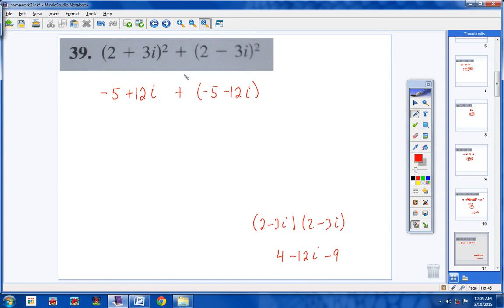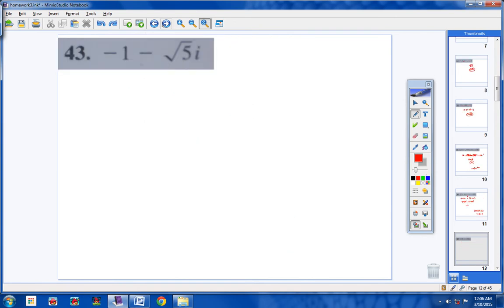Now, there's a positive sign here that we brought down, so multiply that through. Negative 5 plus 12I, positive times a negative, positive times a negative. And we end up with, hopefully, we've not made any mistakes anywhere. We end up with negative 10 because these cancel out, and you're left with negative 10. Now, if you want to put plus 0I, that's fine, but you do not have to. All right? Okay, moving on to number 43.